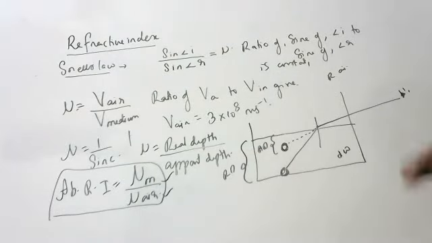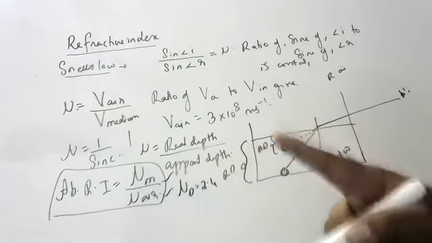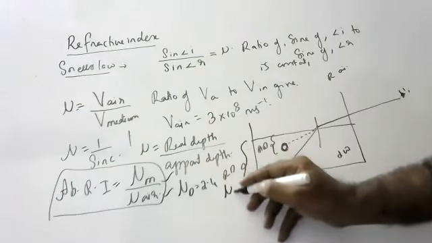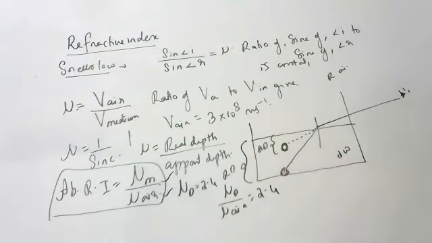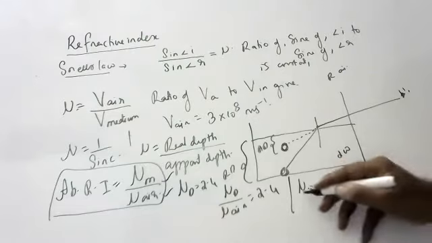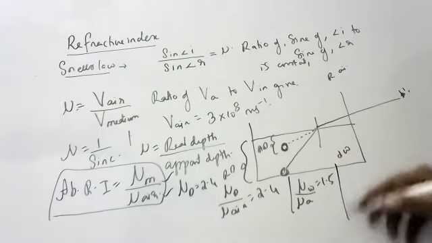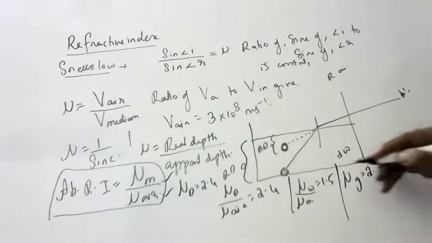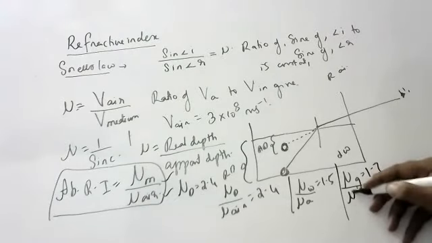Means we didn't understand, sir. I will say, suppose, children, the refractive index of diamond is 2.4. What does it mean? It means the refractive index of diamond with respect to refractive index of air is 2.4. Suppose the refractive index of water is 1.5. What does it mean? Refractive index of water compared to refractive index of air is 1.5. Suppose refractive index of glass is 1.7. What does it mean? Refractive index of glass with respect to air is 1.7.